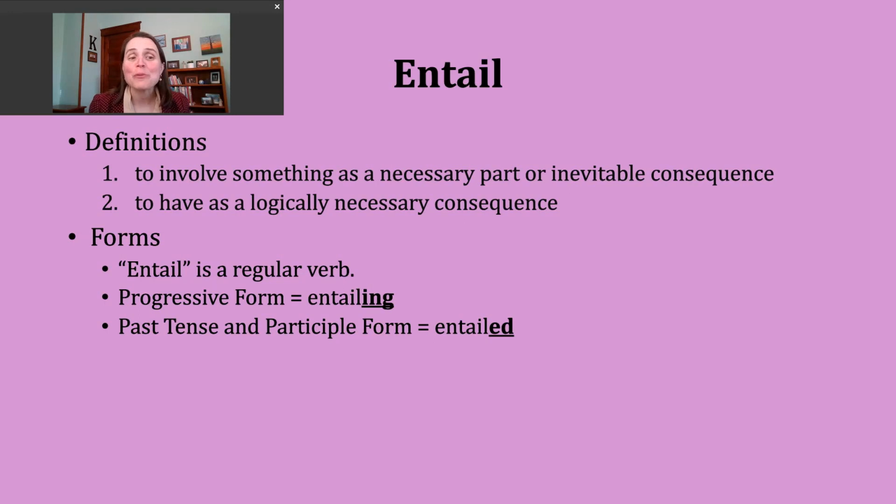For now, you should know that entail is a regular verb. To make the progressive form of this verb, all you need to do is add ing to form entailing. The past tense and participle forms of this verb can be made by adding ed. Our base verb, entail, ends in a voiced L sound. This means the ed ending is just going to make a D sound, and we're not going to add an extra syllable as we say it. So it should sound like this: entailed, entailed.